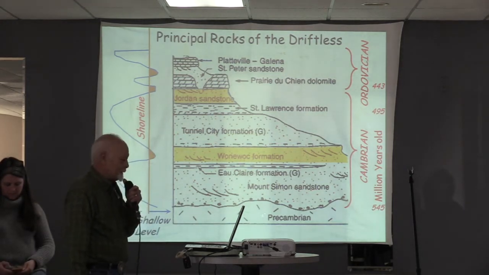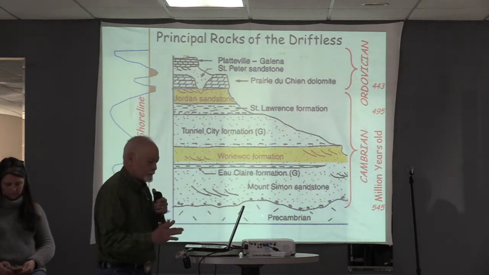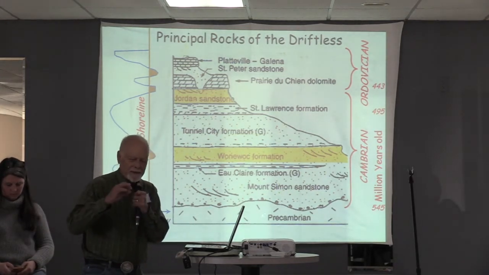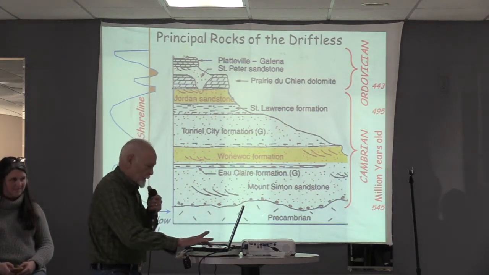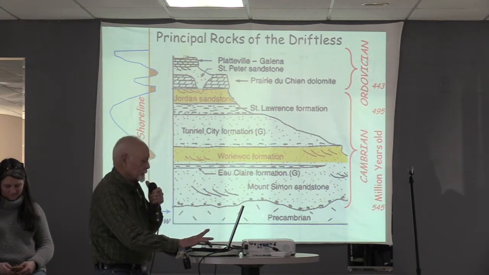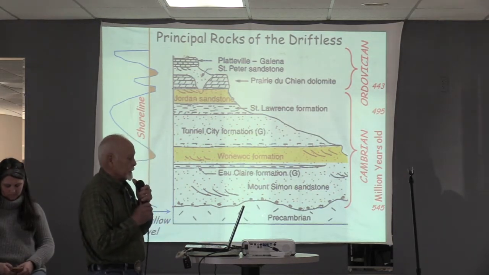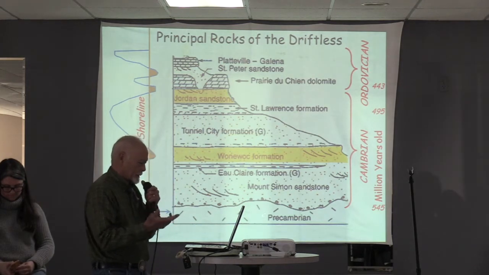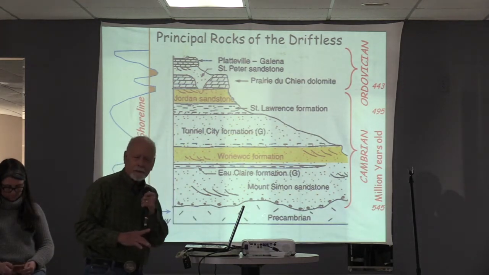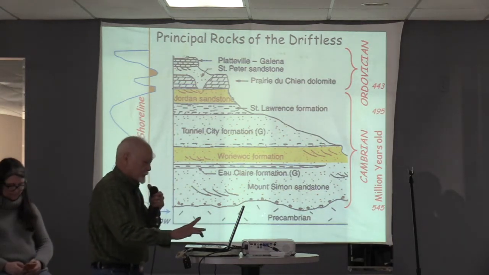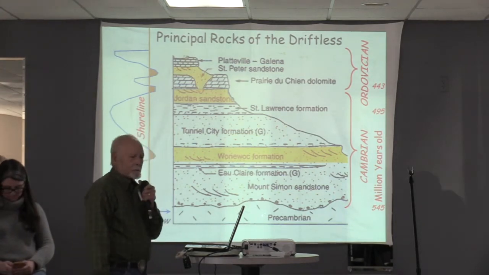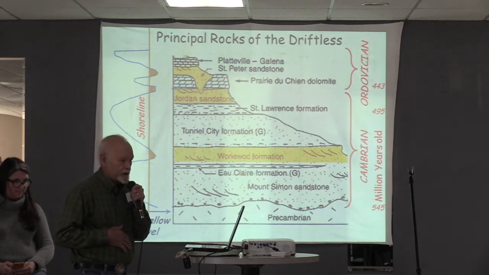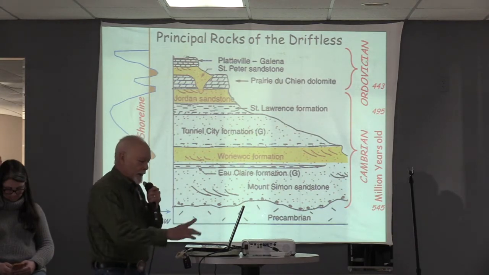It's maybe 1,000 feet deep. It's called the Mount Simon because geologists always name a rock from where they first studied it, and this was studied in Mount Simon, Illinois. The Eau Claire Formation was first studied in Eau Claire, the Wonewoc in Wonewoc, Wisconsin, Tunnel City in Tunnel City, Wisconsin, the St. Lawrence Formation in St. Lawrence, Minnesota, the Jordan Sandstone in Minnesota as well, the Prairie du Chien Dolomite in Prairie du Chien, and the St. Peter in Minnesota. There used to be a river called the St. Peter River, and that's where it was first studied. Now it's called the Minnesota River, but the rock is stuck with that name.